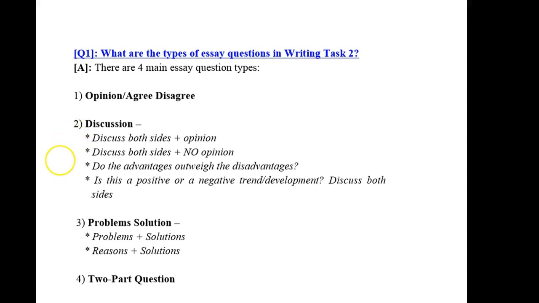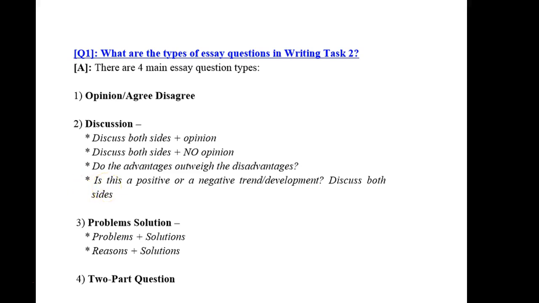In the second type of the discussion question, you're asked about both sides and then not to give your opinion. So you're going to talk about A and B without necessarily giving your opinion because it's not asked in the question. The third type of the discussion question is about advantages and disadvantages.